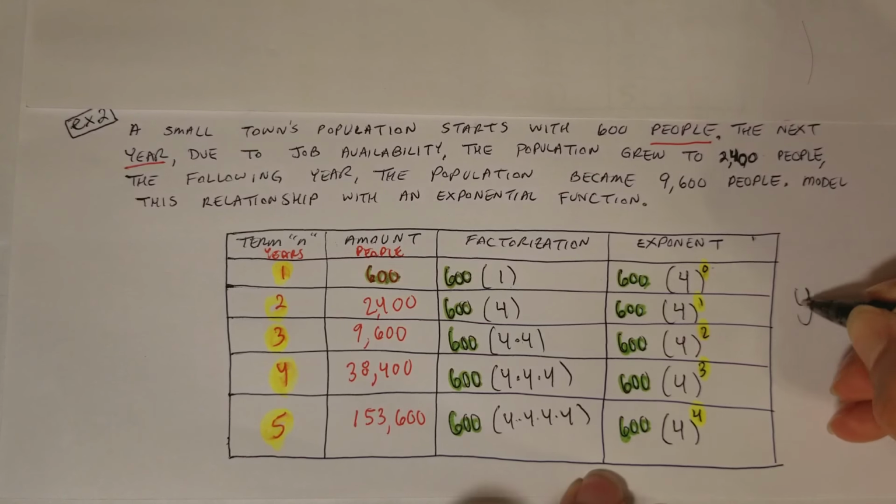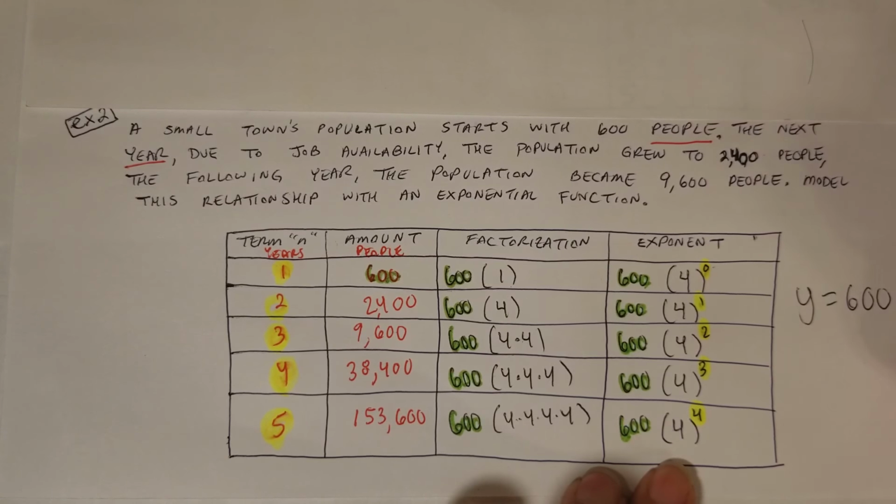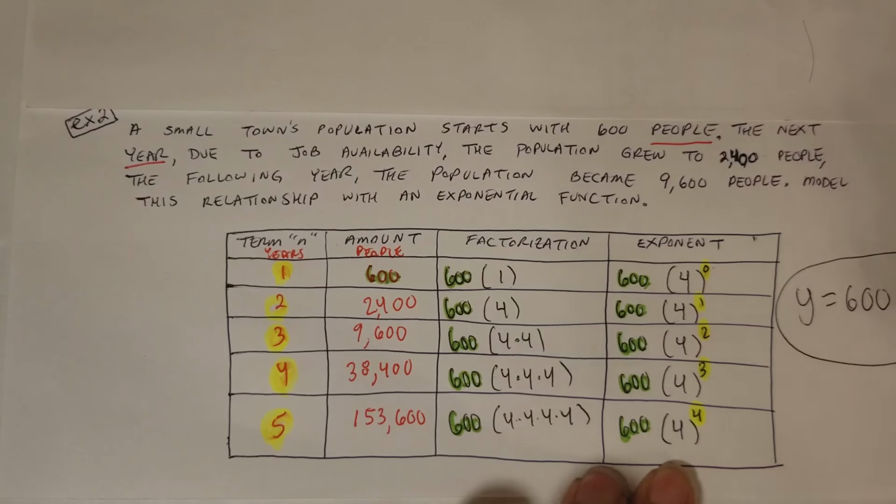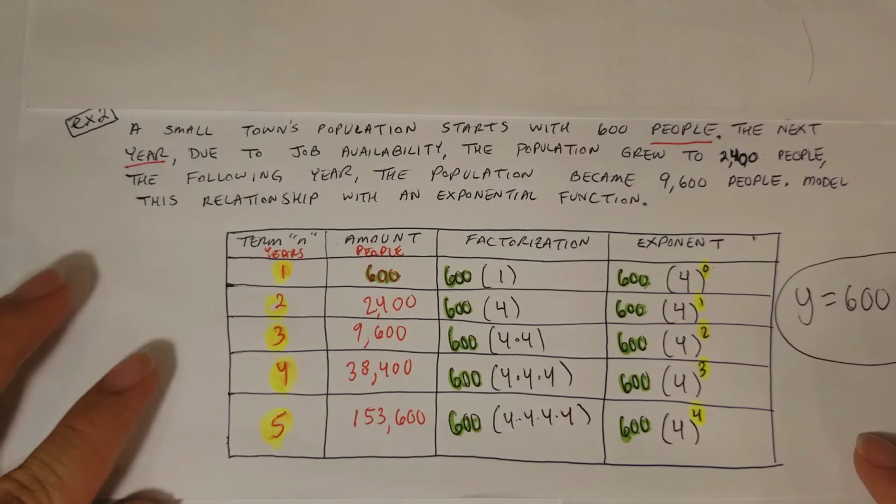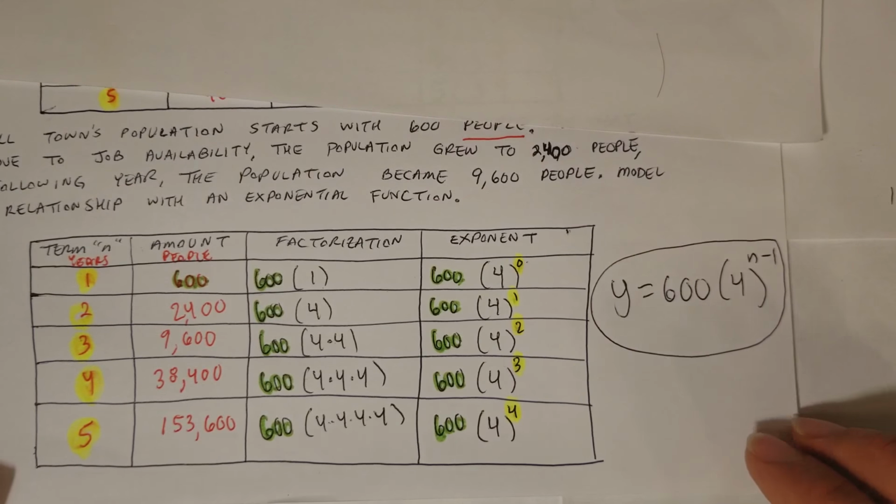So the final formula would be equal to 600 multiplied by 4 to the power of n minus 1. So you take the number of the year and you subtract 1. Okay, so this will be your final function.